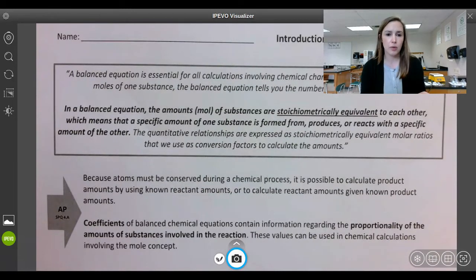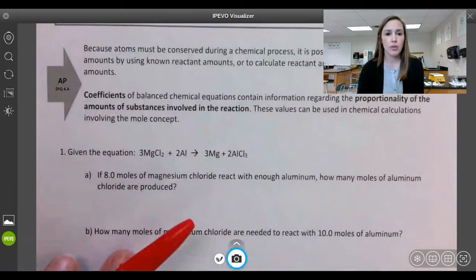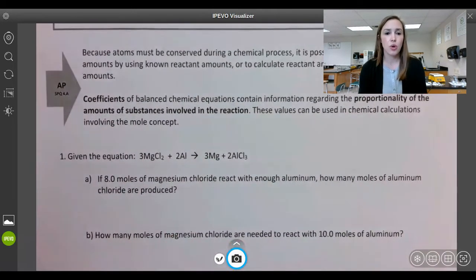In that balanced chemical equation, those substances are stoichiometrically equivalent to each other, which means that, again, if we have a specific amount of one substance that's formed from, produces, or reacts with a specific amount of another, we can use that relationship from that balanced equation and their coefficients. This goes right along with our AP objectives, in the sense that those coefficients in our balanced chemical equations provide the proportionality of the amounts of substances involved.